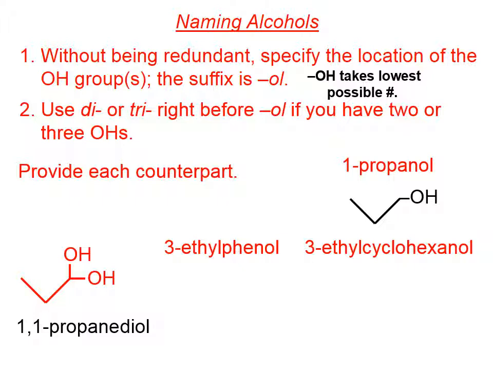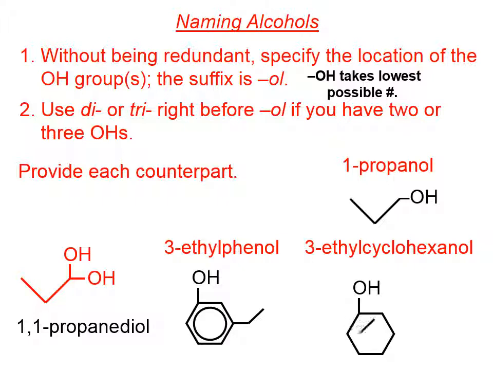How about the next one? 3-ethylphenol. Phenols are alcohols. There's a phenol. By definition, this carbon right here is carbon number 1, so now we need to just attach an ethyl group to carbon number 3, like so. And in the lower right, 3-ethylcyclohexanol. Let's draw a cyclohexanol molecule, and then we need to put an ethyl group off of carbon number 3. You can see that while they are similar, they are not identical.